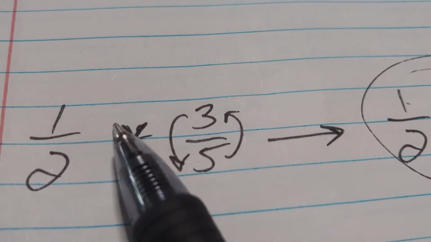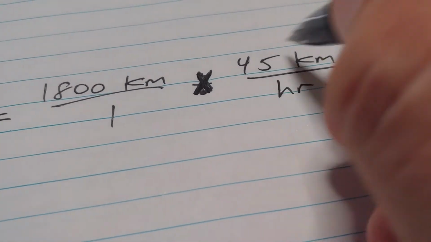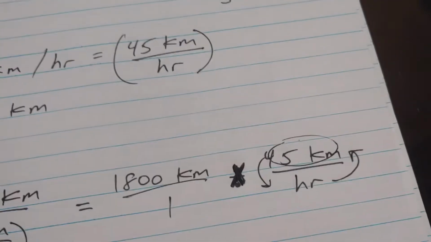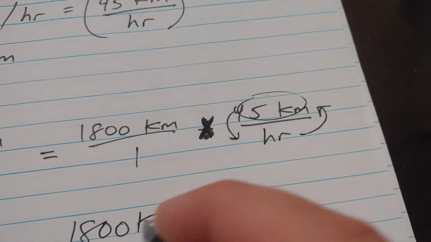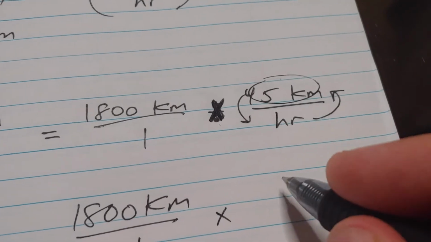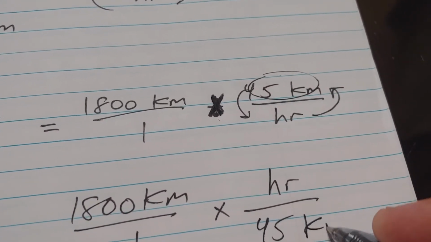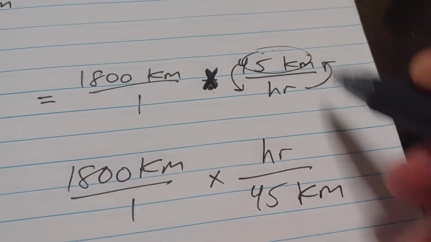With division, you've got to turn this into multiplication and then flip these numbers around. That's what I'm going to do here. I am going to take this division and change it to multiplication. But I'm going to have to put the hours on top, and all of this on the bottom. And I'm going to rewrite my problem. So I'm going to rewrite it here: 1,800 kilometers over 1 times hour over 45 kilometers. Because remember, I took the 45 kilometers on top and put them on the bottom.